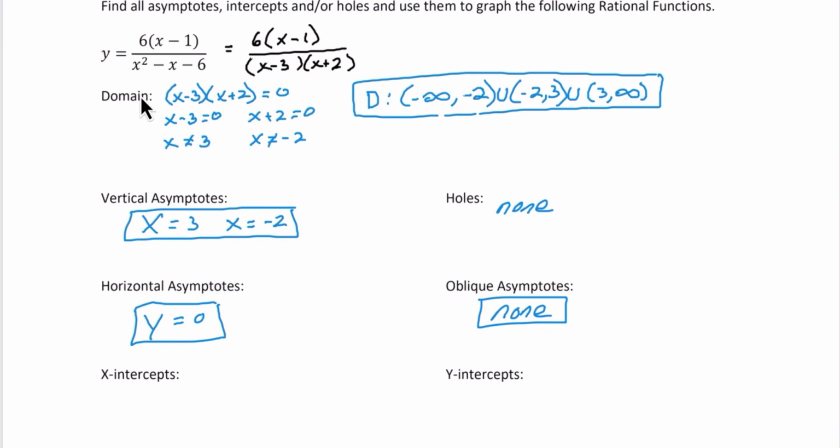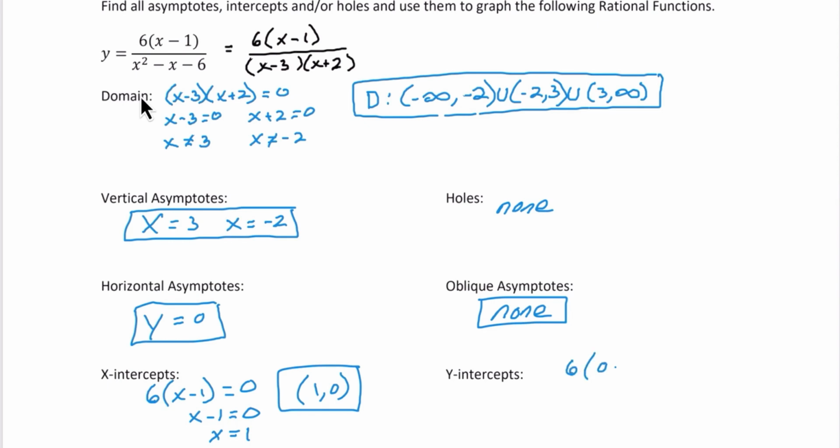To find the x-intercept, we'll set the numerator equal to 0. 6 times x minus 1. Set it equal to 0. x minus 1 equals 0. And x equals 1. So our x-intercept is 1, 0. To find the y-intercept, we make all of the x values 0. So we have 6 times 0 minus 1 divided by 0 squared minus 0 minus 6. This gives us negative 6 over negative 6, which is 1. The y-intercept is 0, 1.